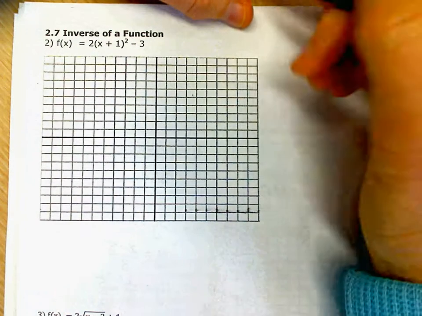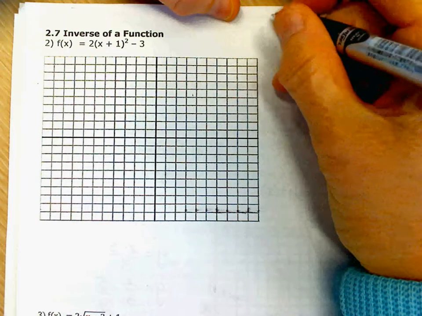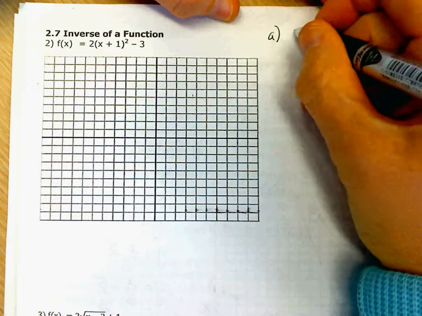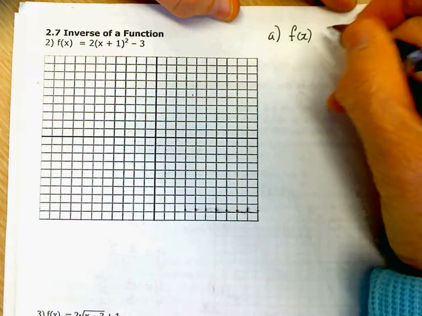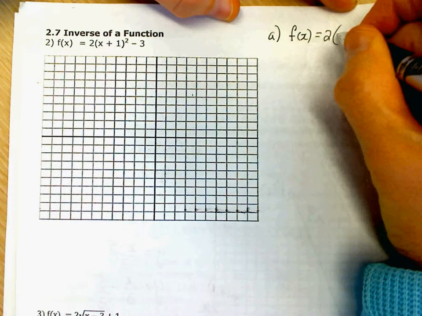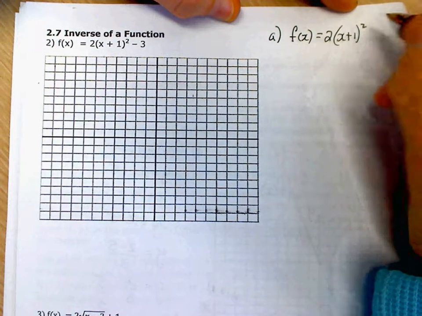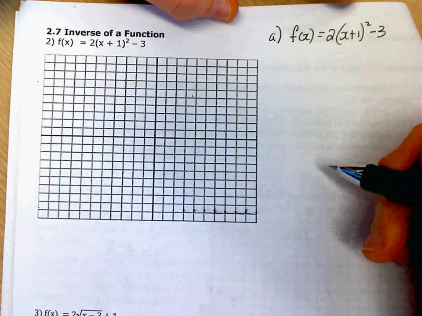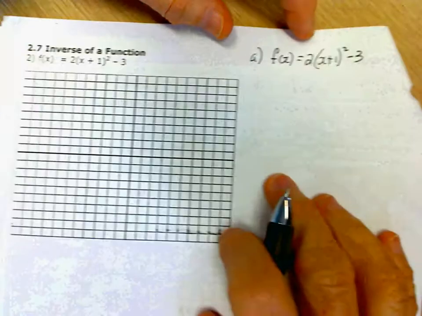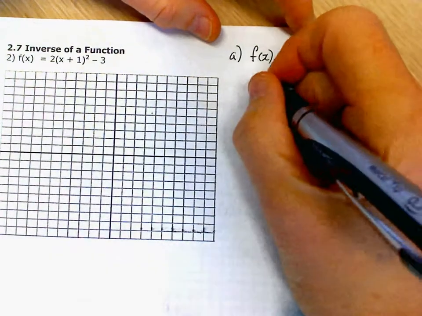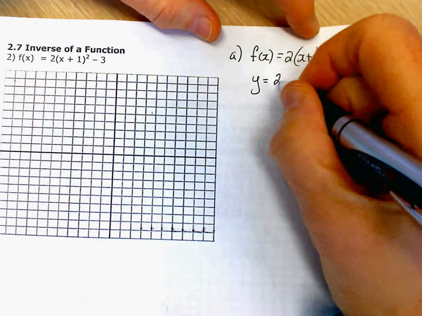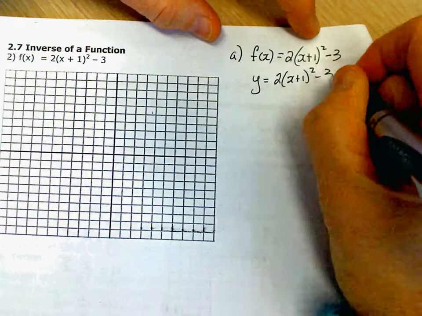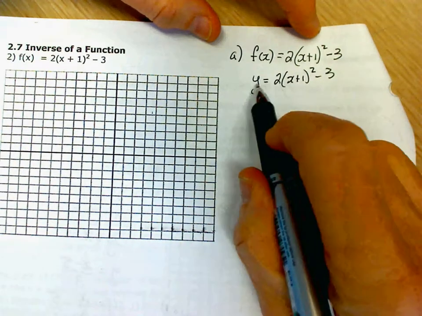Find the inverse algebraically. We have the original function is f of x equals 2 times x plus 1 all squared minus 3. Now to make it easier to work with, because the f of x can be a bit cumbersome, I'm just going to use y for now. Now we're going to swap the x and the y and then solve for y.